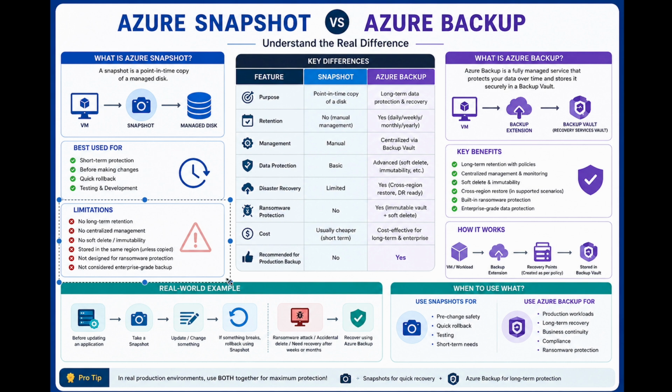But here's the important part: snapshots have major limitations. They are not enterprise grade backups, and this is where many people get confused. Snapshots do not provide long-term retention. There is no centralized backup management. Also, there is no built-in soft delete or immutability. And normally snapshots stay in the same region unless manually copied, so there's a bit of hassle there as well. These are the limitations we have with Azure Snapshot.